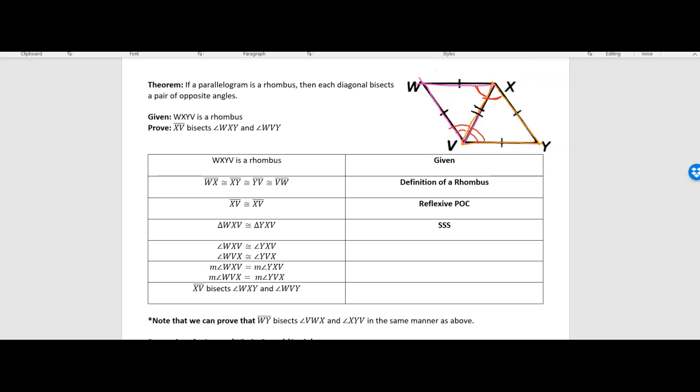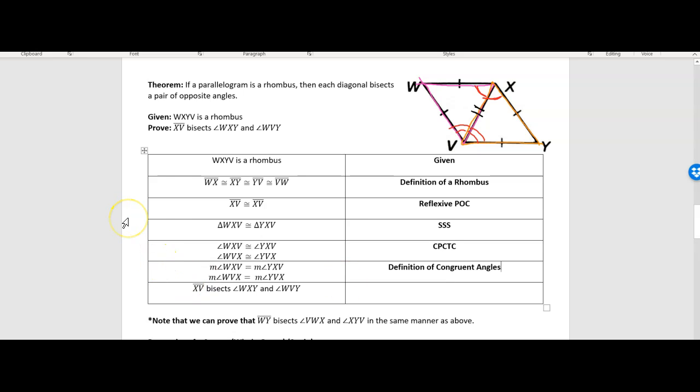And again, if we have 2 triangles that are congruent, corresponding parts of those congruent triangles are congruent, so CPCTC. If I know that the angles are congruent, I know that their measurements are going to be equal. Definition of congruent angles.